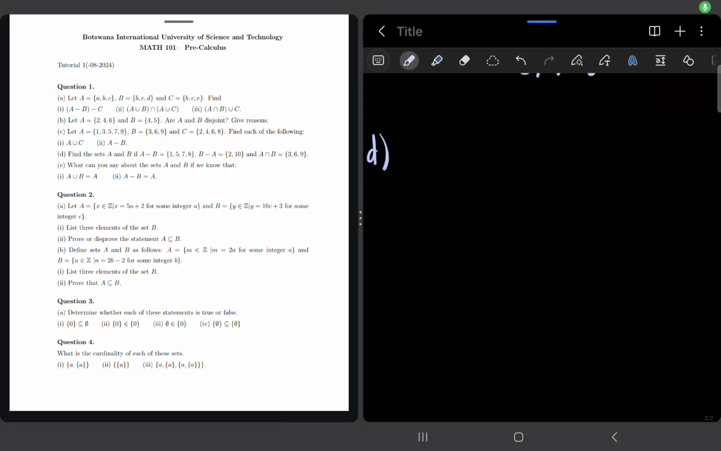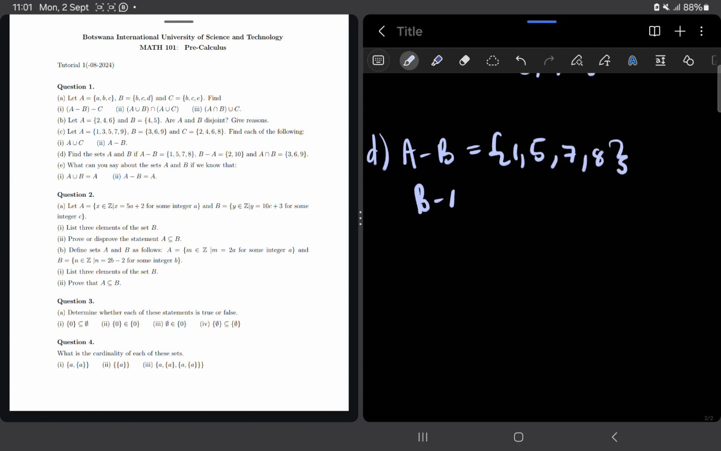All right, so now we are at part D. It says find the sets A and B if you have A minus B being equal to {1, 5, 7, 8}, and then you have B minus A being equal to {2, 10}, then you have A intersection B being equal to {3, 6, 9}. So this is so easy, right?